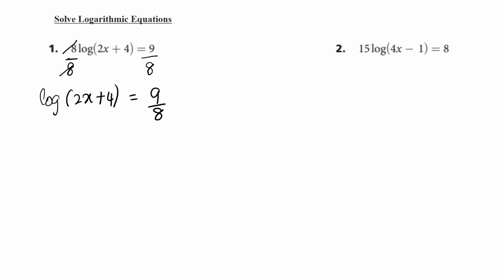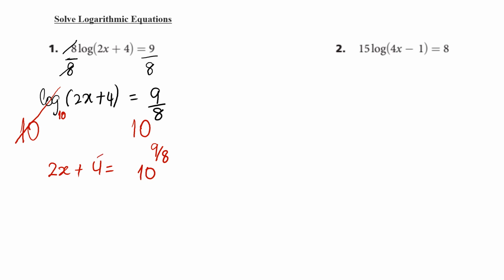Now get rid of this log. So you know that if no base is written, it means base 10 is written. In order to get rid of this log, you raise the power of 10. So if you raise the power of 10 here, you have to raise the power of 10 on the other side. So this would cancel the log and the 10. You will be left with 2x + 4 = 10^(9/8).